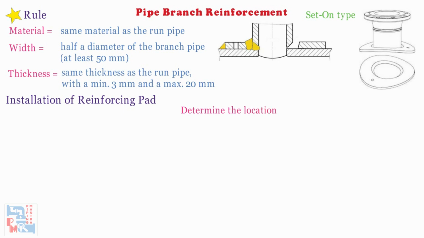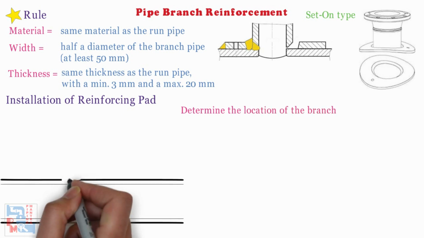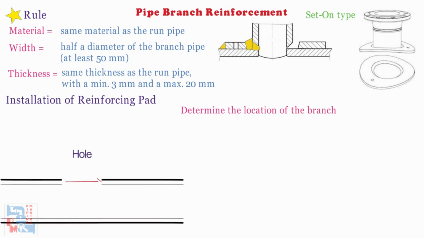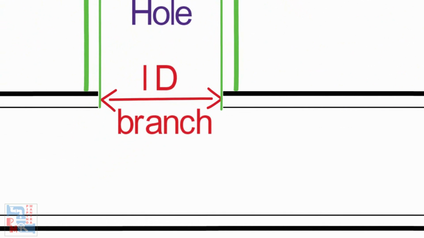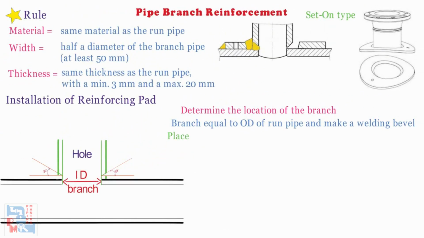Now comes installation of the reinforcing pad. Determine the location of the branch and make a round hole in the run pipe, where the diameter should be equal to the inside diameter of the branch. Finish the branch equal to the outside diameter of the run pipe and make a welding bevel of around 30 degrees. Place the branch with a gap of about 3 to 4 mm about the hole location on the run pipe and tack weld the branch in a sufficient number of places. Then the new branch can be completely welded.